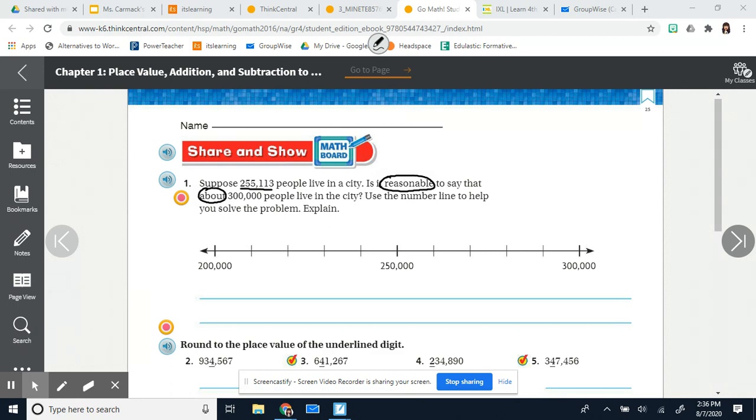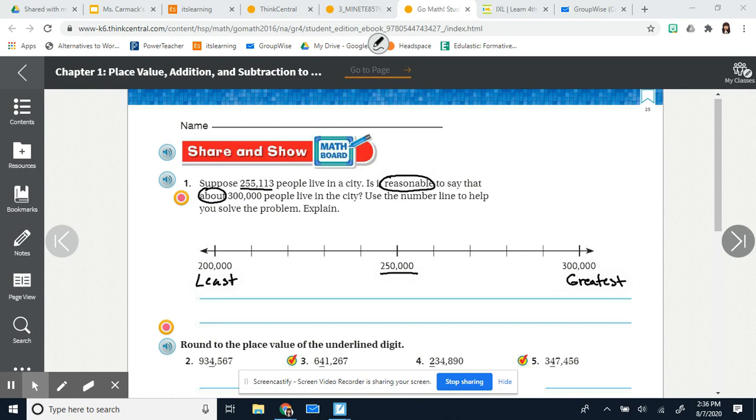So on our number line, we have 200,000 on the far left, so this is the smaller number. Okay, and then we have 300,000 on the other end. This is the greatest number. And then here we have 250,000 right here in the middle. Okay, so our number is 255,113. So we need to figure out, where is that going to be on the number line?